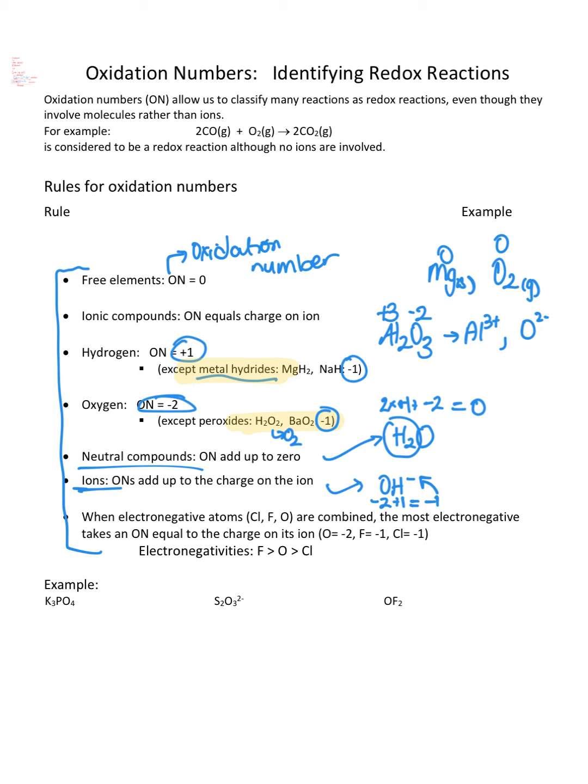Also, last rule, when electronegative atoms, such as these, are combined, the most electronegative atom or element takes the oxidation number equal to the charge on its ion, and here's the order. But we don't really use that too often, but I'll show you some examples where we will.